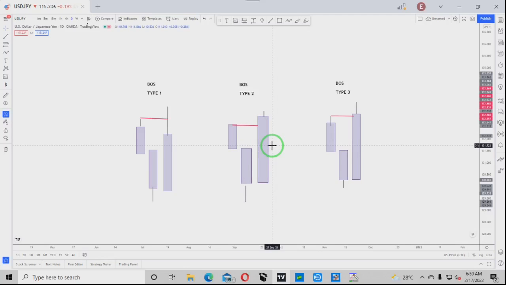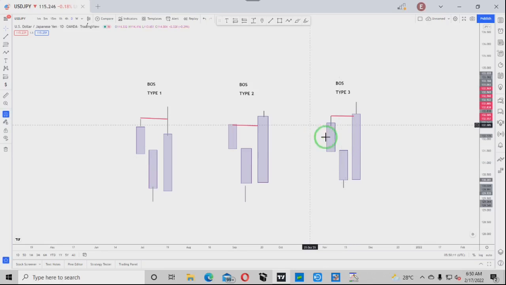Now, this is the third type of break of structure. This example is for a bearish move. The same thing applies with a bullish move. If you turn it upside down, it is the same thing for the bullish trend.